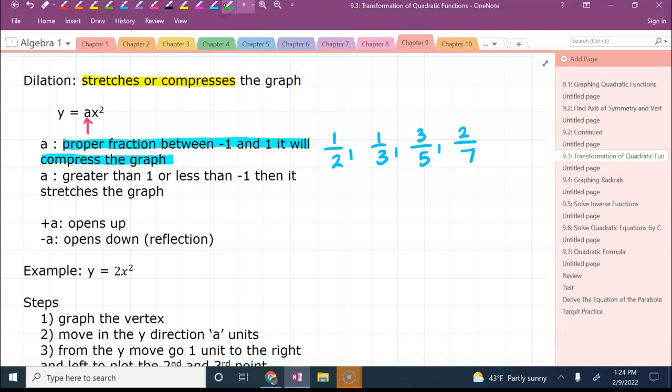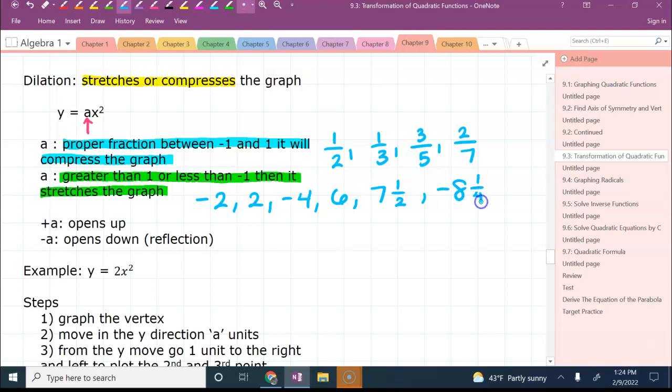The other situation is if your A is greater than 1 or less than -1, it's going to stretch the graph. So for example, you'd have whole numbers, like -2, +2, -4, +6. You could even have something like 7.5, -8 1/4, anything like that. Those are all bigger than 1 or less than -1, and they're going to stretch your graph, which means they're going to make the graph very, very tall, very, very skinny. So compressing the graph makes the graphs very short and very wide. Stretching makes the graphs tall and narrow or skinny.